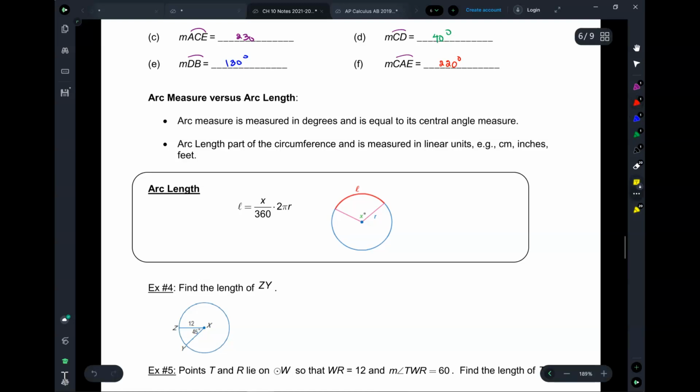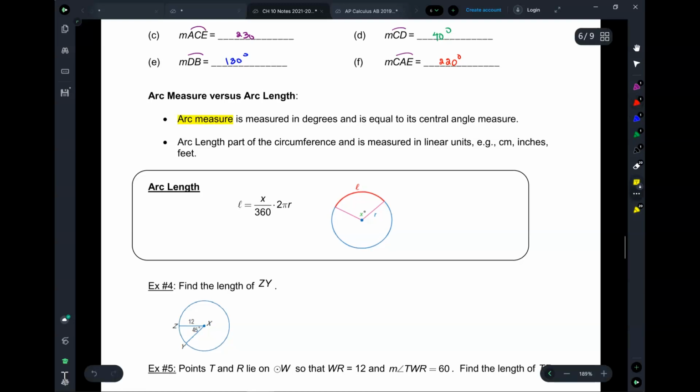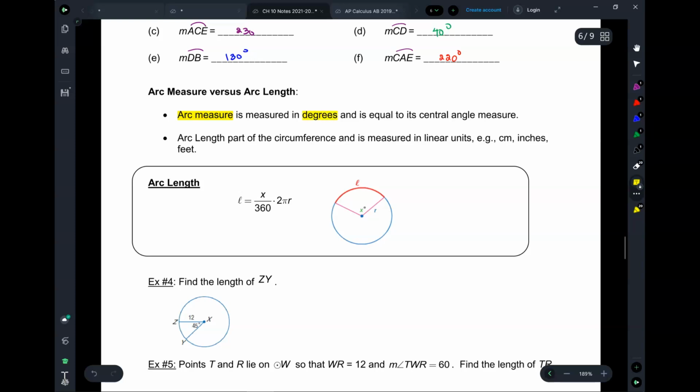The measure of the arc is given in degrees, and it is equal to the central angle, right? That's what we've just been doing. Now, arc length is a part of the circumference, and it's measured in linear units like centimeters, inches, feet, and so on. So what is arc length?